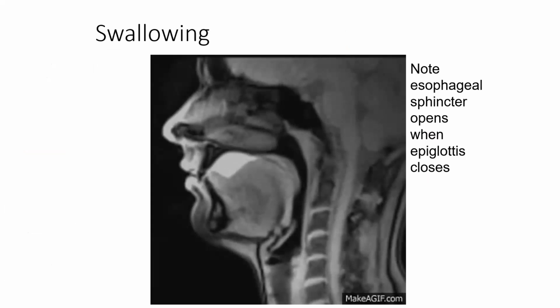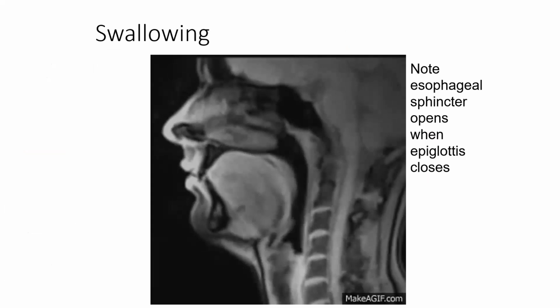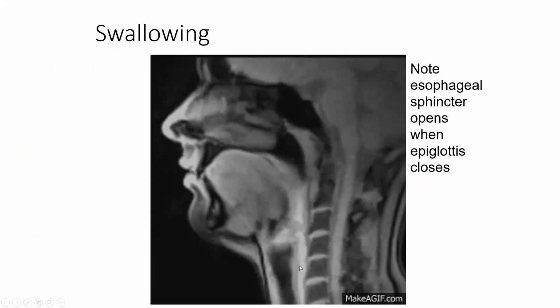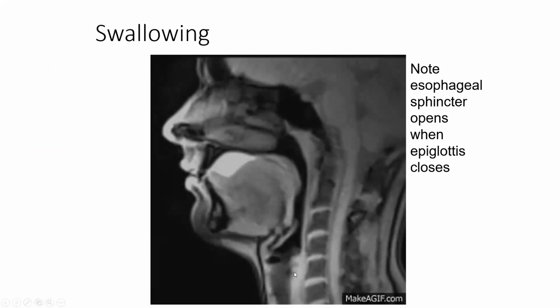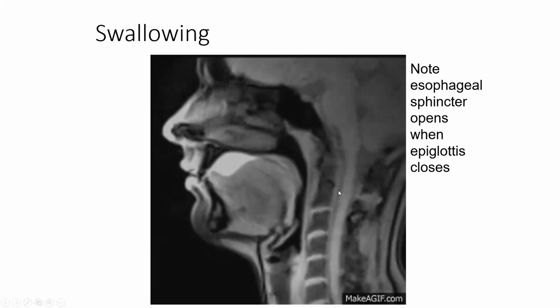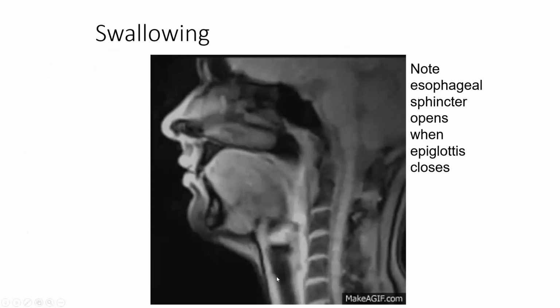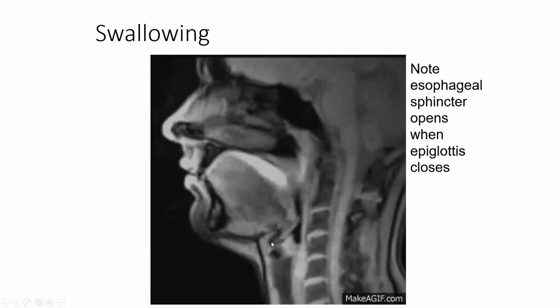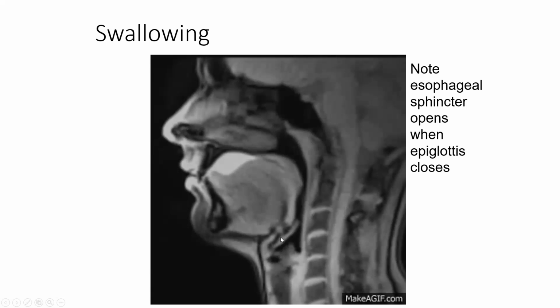And this is what swallowing looks like. The esophageal sphincter is right down here in the esophagus. Remember, the esophagus is between the spinal column and the trachea. You can see the spinal column here. You can see all the individual vertebrae. The trachea is right here. There is the glottis. That little thing sticking up right there is the epiglottis. When we swallow, this closes down, the uvula flips up, and then the esophageal sphincter opens and whatever we're swallowing goes through.